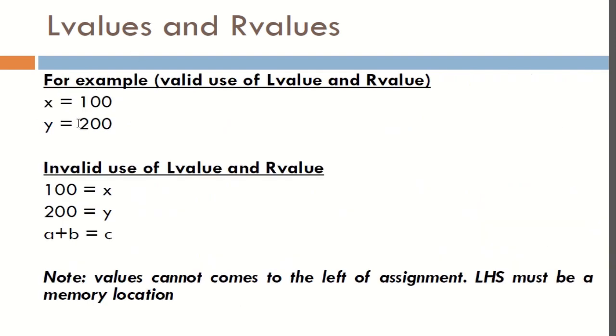Like say, for example, a valid use of L value and R value. So here, L value is what, LHS is what, X and Y, the L values, and 100 and 200 are the R values. Invalid use of L value and R value: like 100 = S you could not give, 200 = Y you could not give, A + B = C you could not give.